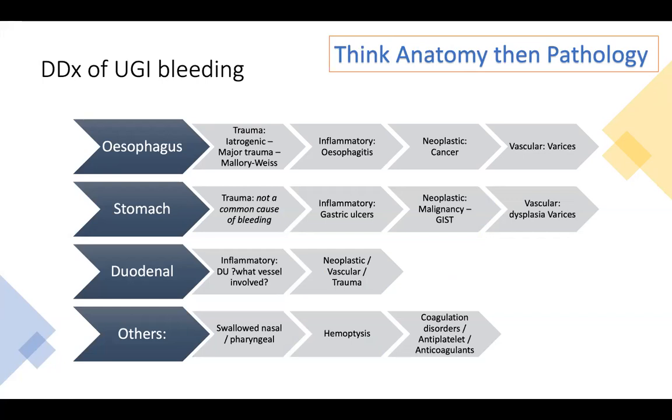Think anatomy, then pathology. So what might bleed from the upper GI tract? Might be esophagus, might be stomach, might be duodenum, might be other things. Okay, and then think about pathology in each one of them. Might be trauma, so iatrogenic injury of esophagus can cause hematemesis. Major trauma can cause hematemesis, or violent vomiting that can cause Mallory-Weiss and can cause vomiting of blood, okay? Major trauma including penetrating injuries like gunshot, shotguns, stabs, and stuff like this, okay?